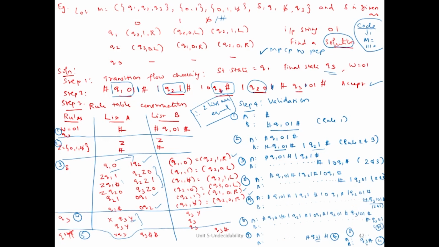Then Q3 hash is not available in rule 4. The fifth rule is final state followed by hash. If it is like that, in list B you write only one hash, and in list A you should use a double hash. So if you fill it, these two lists are the same. These lists are the same after implementing 9 steps. So if two lists are equal, then we are able to find a solution based upon these conditions.